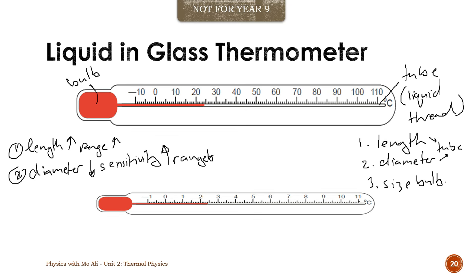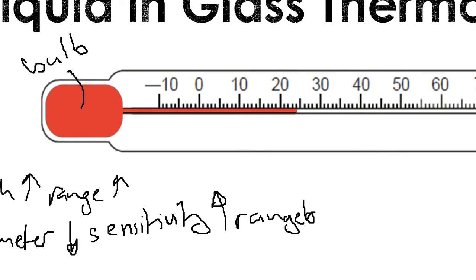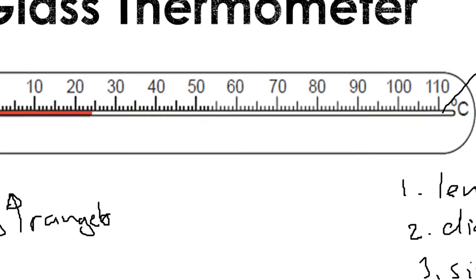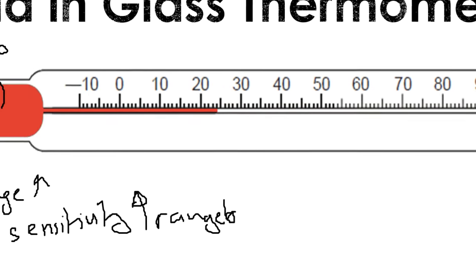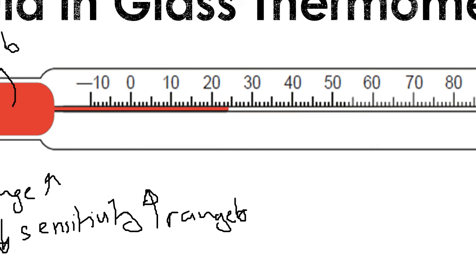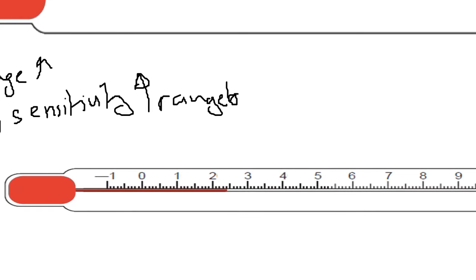Now, why? Take a look at these 2 thermometers. The first thermometer has a range of up to, in this particular space, 110 degrees Celsius. That's the farthest it can go. It's from -10 to 110. And the single division is 1 degree Celsius. But if I decrease the thickness of the tube, what happens is that the same 1 degree Celsius needs more room to expand. It needs to expand a longer length, which gives you a sensitivity of 0.1 degrees Celsius.